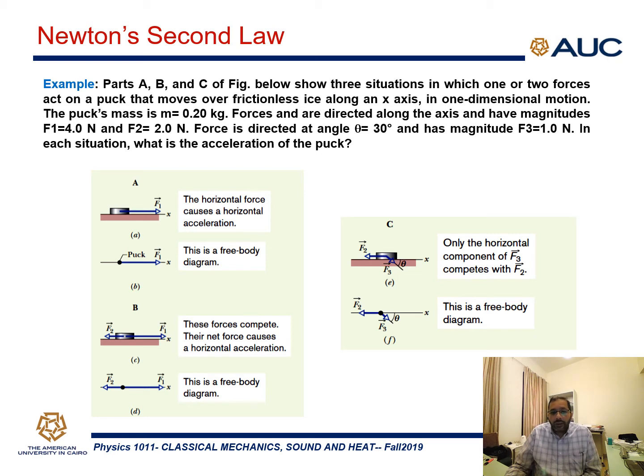Here is an example to explain the principle of Newton's second law. Parts A, B, and C of the figure below show three situations in which one or two forces act on a puck. The mass of this puck is 0.2 kg, and the three forces are given: F1 equals 4 newtons, F2 equals 2 newtons, and F3 is 1 newton at an angle of 30 degrees, as illustrated in the figures.